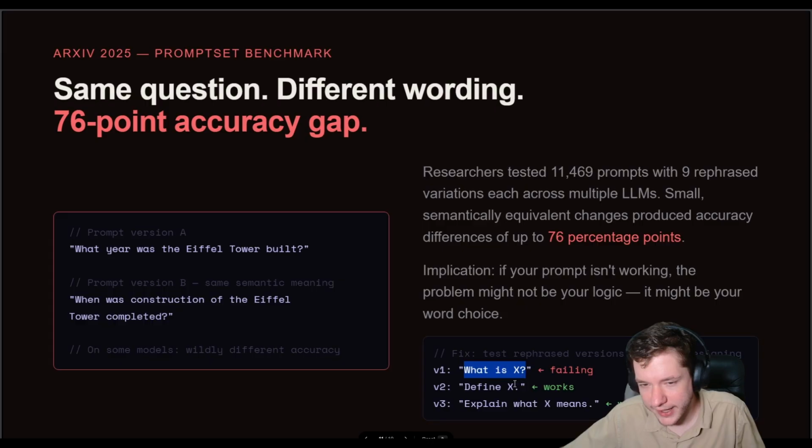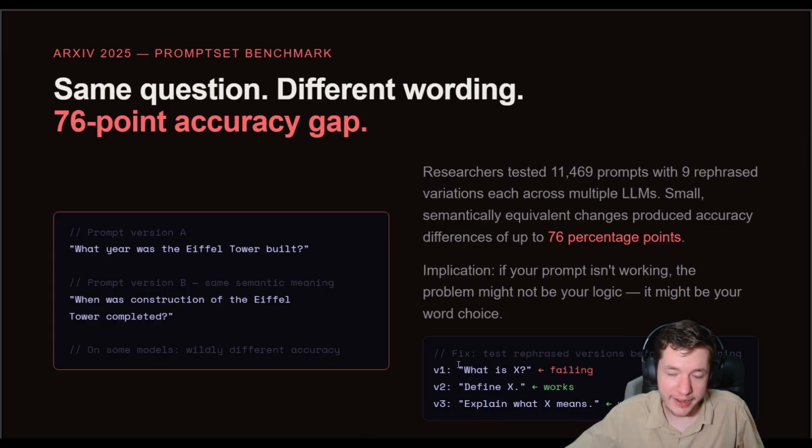"What is X?" is very different from "define X" and "explain what X means." And this doesn't just happen with AI, it can also happen with humans. Whenever you ask a person something like "what is X," it has a different effect than "define X." This is essentially just how we talk to people and communication skills.